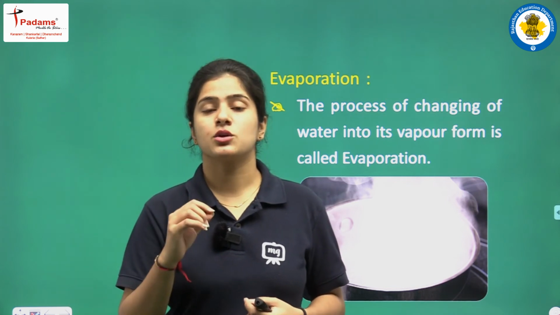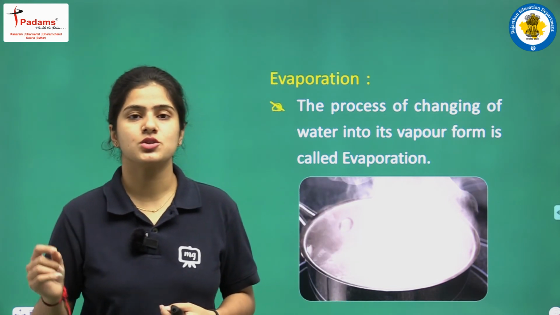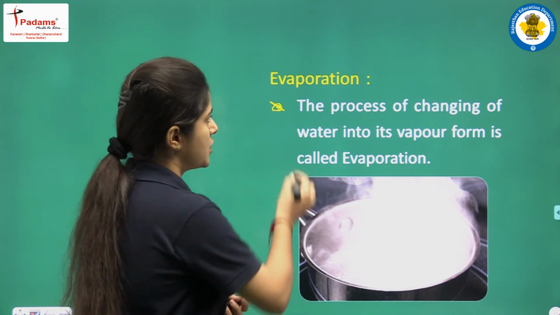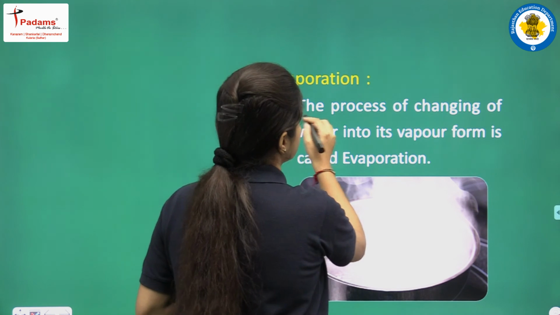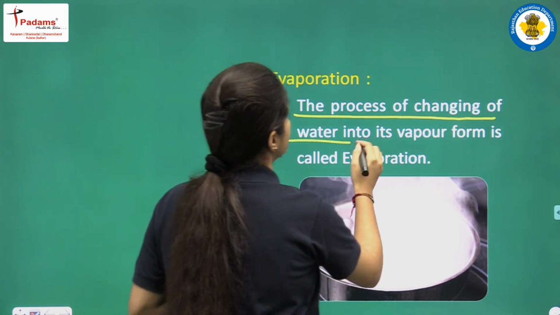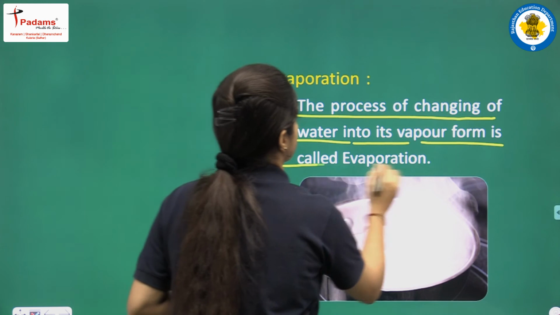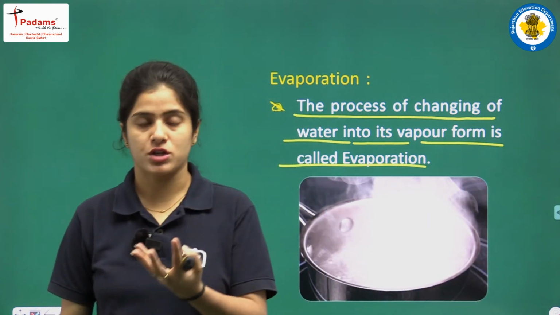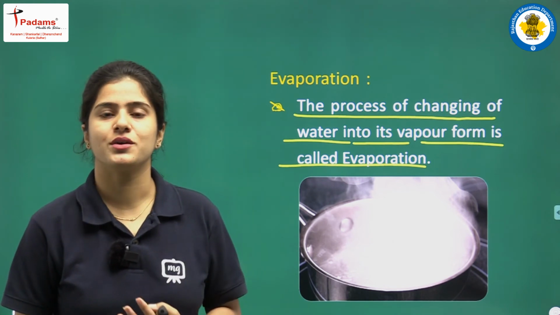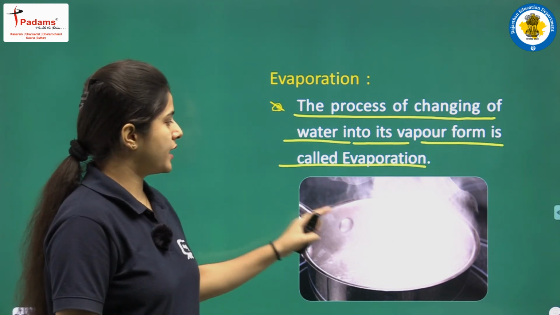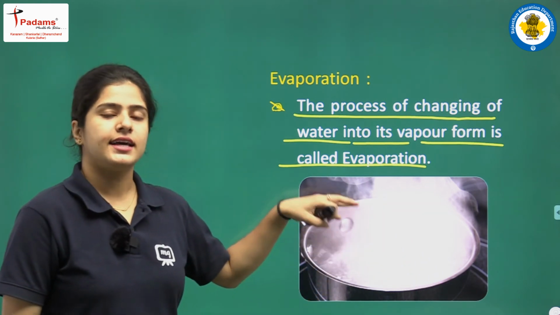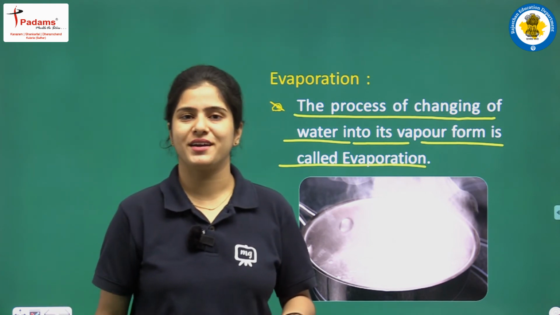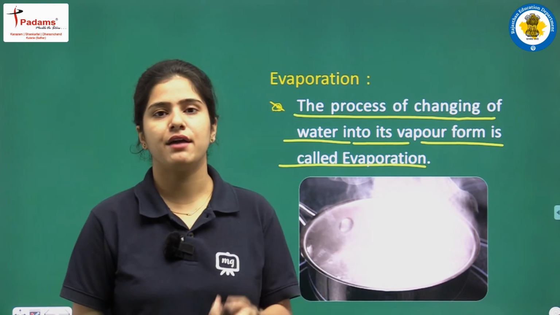So the process in which water changes into water vapors is called evaporation. The process of changing water into its vapor form is called evaporation. Have a look at the pan: there is boiling water in the pan and it is evaporating, water vapors are forming. So this is the process of evaporation.